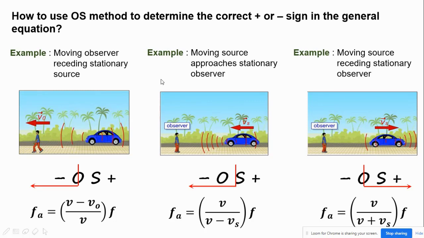Next example, a moving source approaches a stationary observer. We can use the arrowhead, approaching the observer, so we get negative at the bottom. So we have fa = v over, where vo is 0 now, v - vs, from the sign given. And the last one, a moving source receding from a stationary observer. So for receding, we have a positive sign. We put into the equation fa = v/(v + vs) multiplied with the actual frequency.